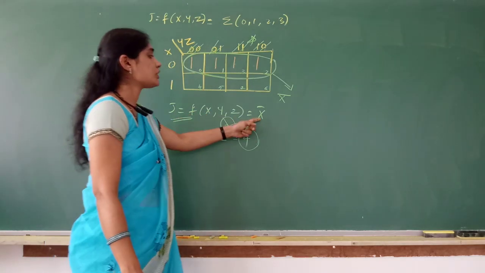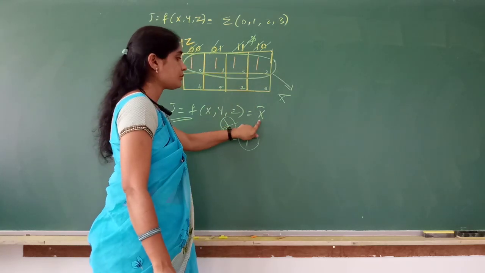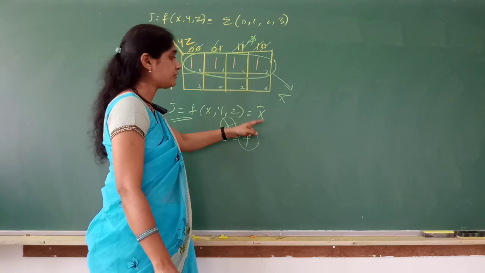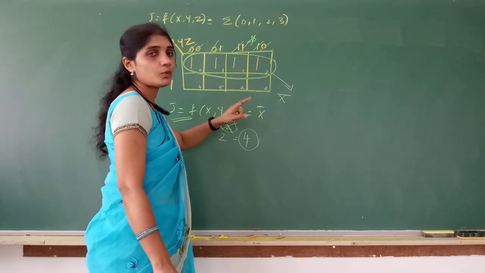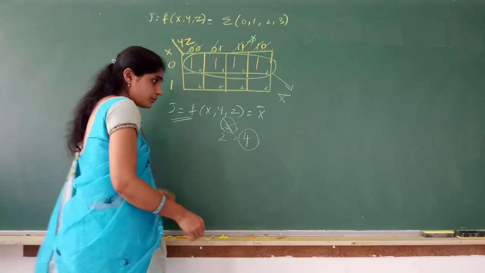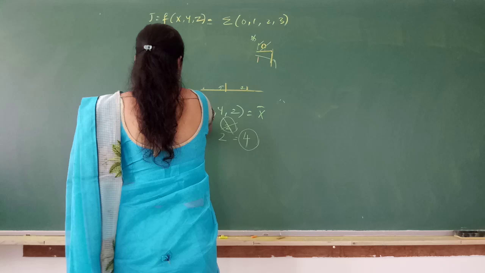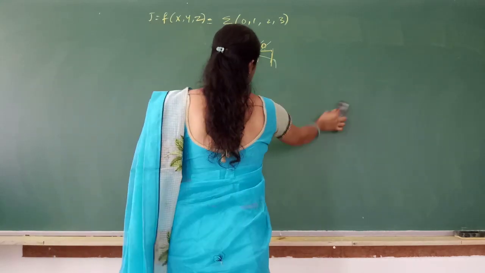So maybe the answer whatever we have got is correct if your grouping is correct, because I have eliminated 2 variables, and this is one tip to verify the answer you will get in the K-map. So this is one problem. And now the next problem.